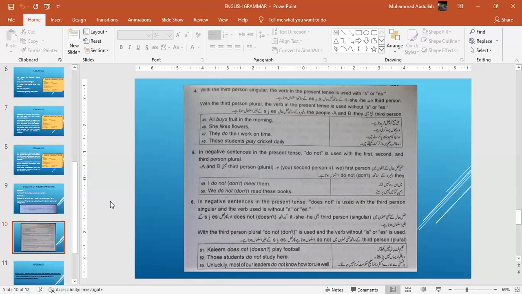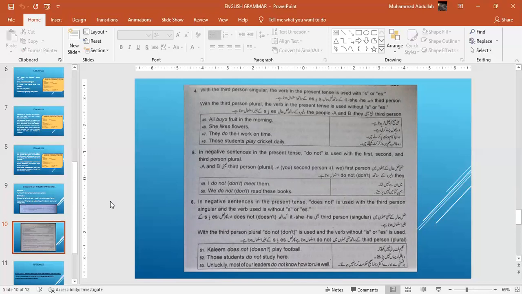Next sentence is she likes flowers. She, again, it's a third person singular subject which will take S form, likes, and flowers is the object. So SVO is complete. She likes flowers. They do their work on time. They is the third person plural subject, with which we use first form of verb, not does. We can never say they does their work. They do their work. Their work is object, on time is adverb of time.